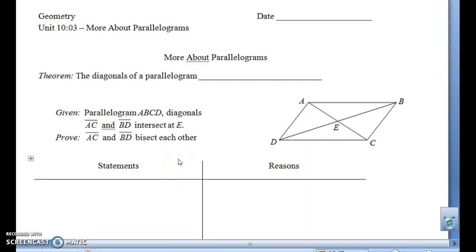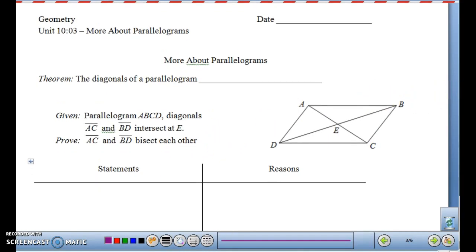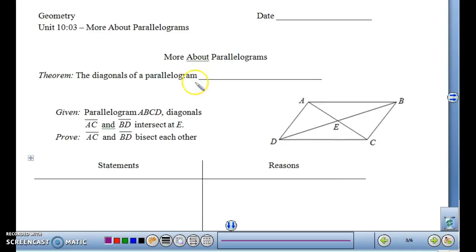This is Geometry Unit 10, Lesson 3, more about parallelograms. The properties that we learned in the last lesson about the sides and angles of a parallelogram are very important. We also know something about the diagonals, however. The diagonals of a parallelogram bisect each other. They cut each other in half.